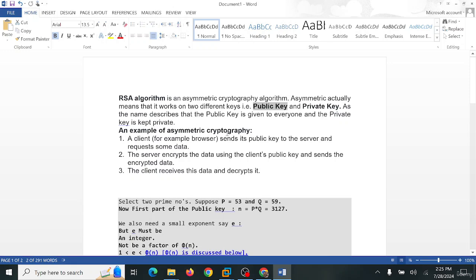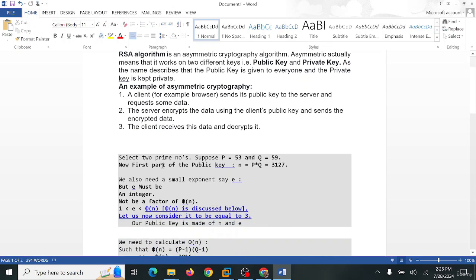So an example of asymmetric cryptography is a client sends its public key to the server and requests some data. The server encrypts the data using the client's public key and sends the encrypted data. Now the client receives the data and decrypts it because it has the private key. So the client has the private key for the decryption. So this is the RSA algorithm.